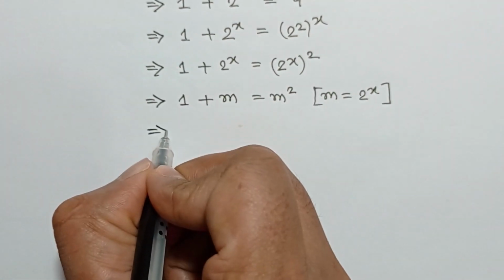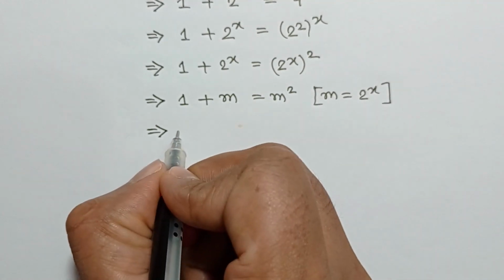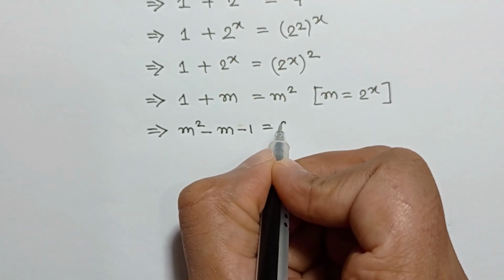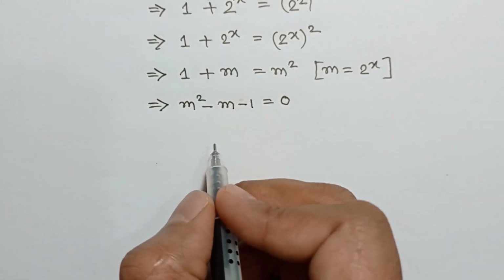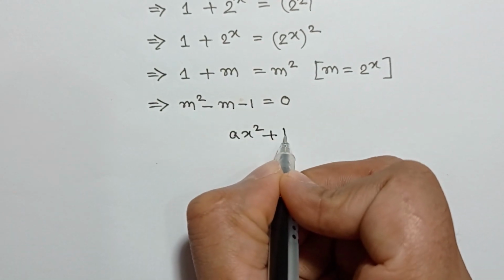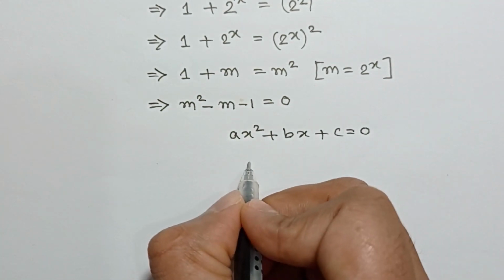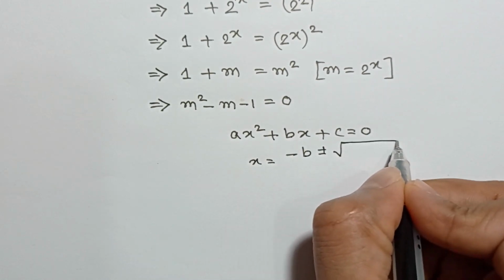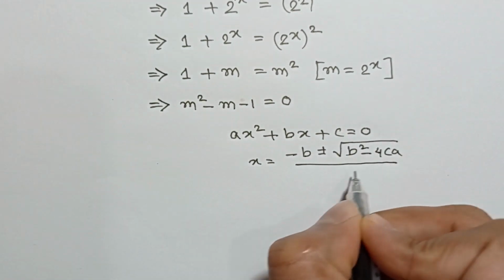Taking the left side to the right and writing the right side to the left, we will have m square minus m minus 1 is equal to 0. This is a quadratic equation. The solution of this quadratic equation, ax square plus bx plus c is equal to 0, is x is equal to negative b plus or minus square root of b square minus 4ac over twice a.